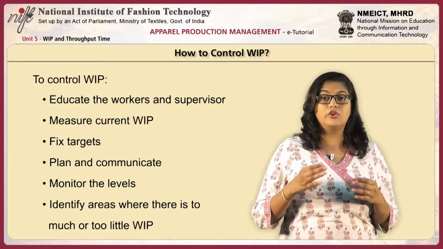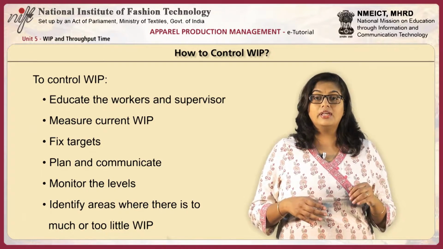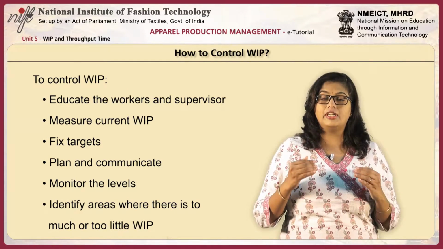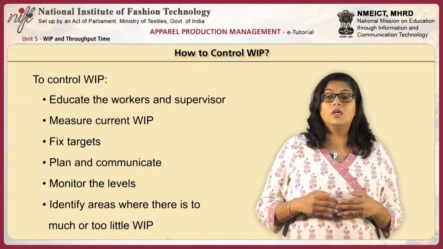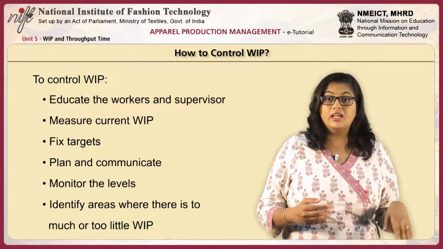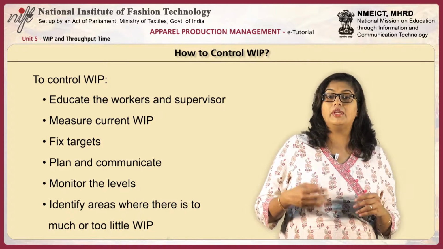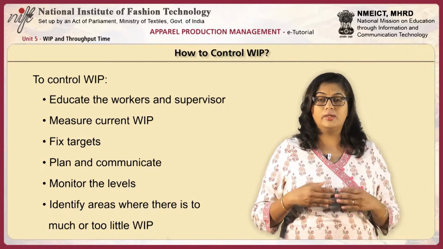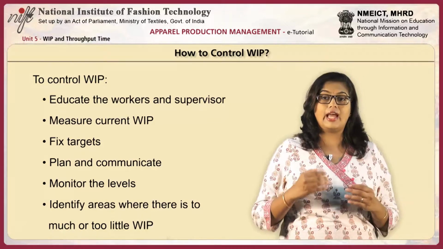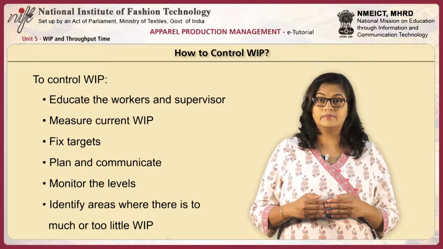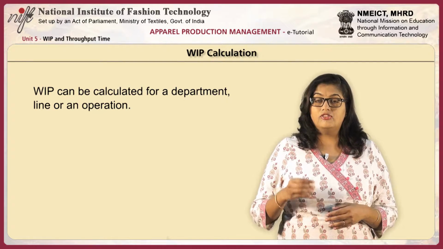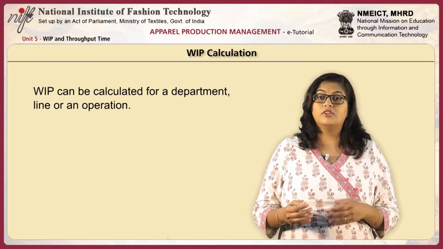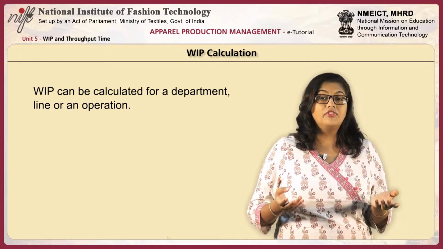Now here comes the control part. Now that we've ascertained the level of WIP that needs to be kept across the system, we then need to identify where there is too much WIP or where there is too little WIP to take corrective action. WIP can be calculated for a department, for a line or for an operation.